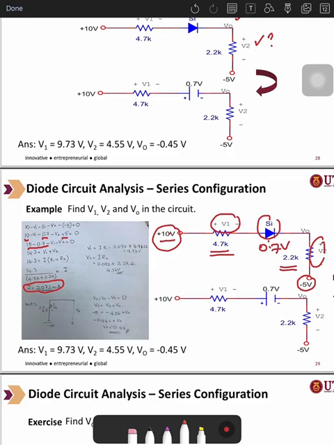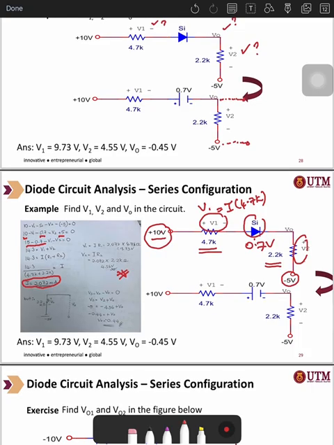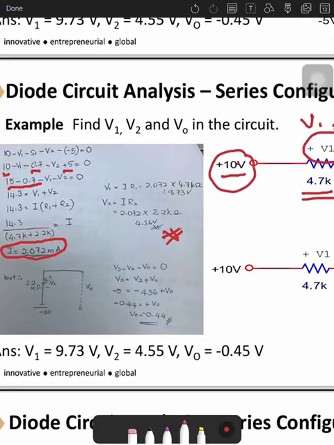Now, how to find the value of V1? Since we now have the I, we can multiply with the 4.7K, and you can get the V1 here. But how to find the V naught? V naught is located here. Therefore, we need to assume another loop, another mesh here. This one you already learned in your electrical circuit analysis.